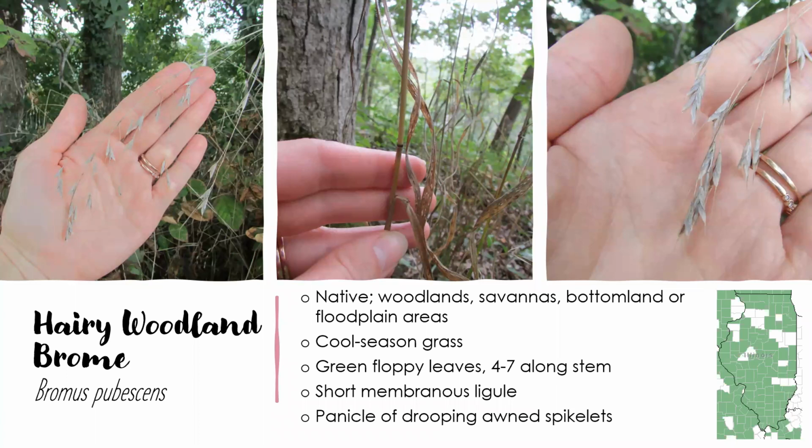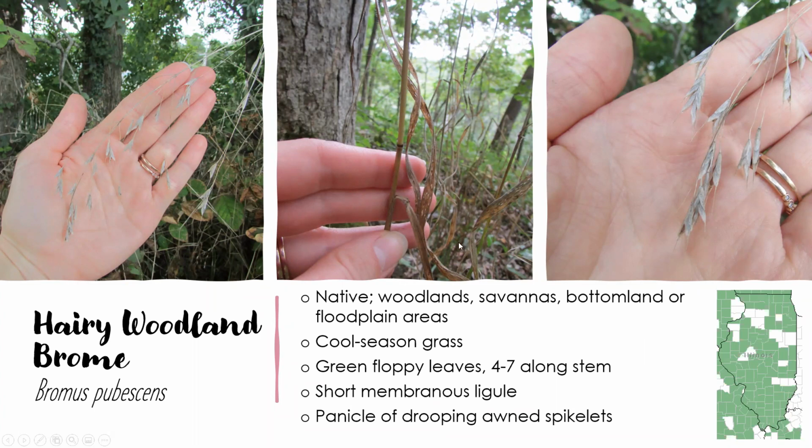It can be found in woodlands, savanna, and floodplain areas. It is a cool season grass. So like I said, I missed it early in the year to take photos of it in its prime. Typically, it has 4 to 7 leaves along the stem that are rather green and floppy, kind of like our rye, and they curl when they dry. So hopefully in the background of this photo, you can see that curling of those leaves.